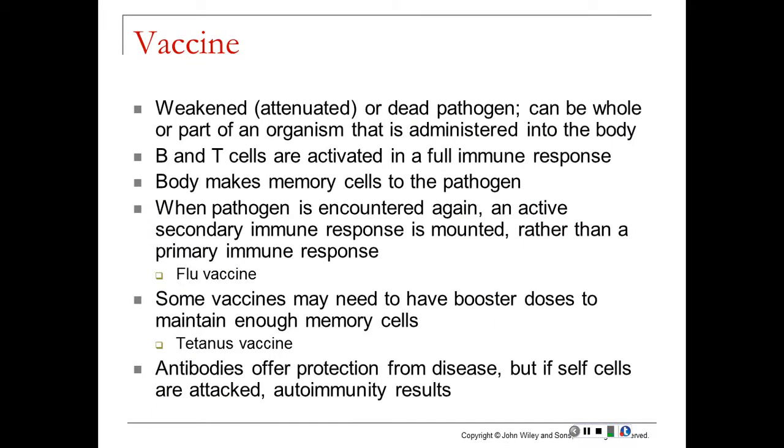Let's talk about vaccines briefly. Vaccines can be weakened or dead pathogens. They can be whole or part of an organism. Ultimately, they're meant to bring on a full immune response. T cells and B cells are activated to bring on a full immune response. Ultimately, the whole function of a vaccine is to allow your body to make memory cells for that pathogen, so that when that pathogen is encountered again, like in the instance of a flu shot, the active secondary immune response is mounted rather than something similar to the primary immune response.